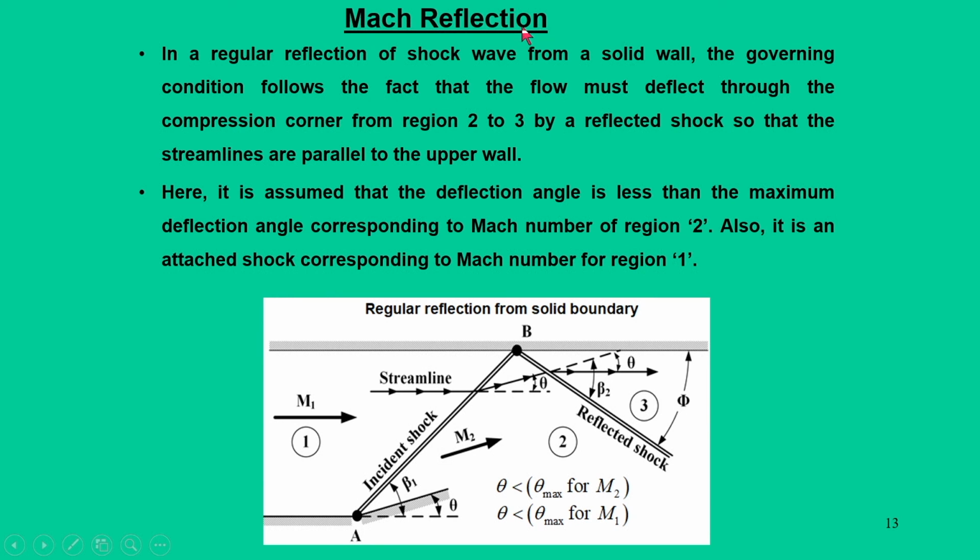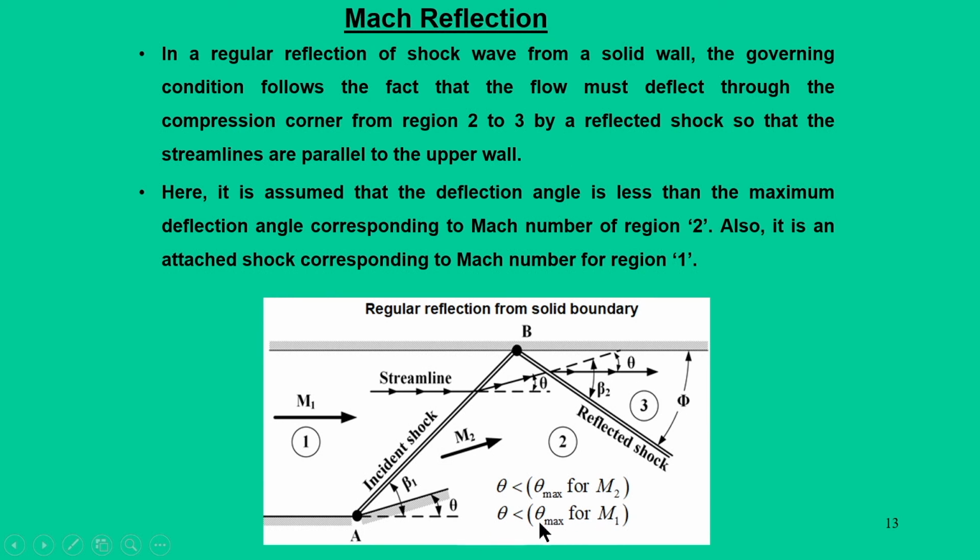As a result, we can say there is a possibility of attached or detached shocks. So, there is a possibility of mainly detached shocks. That means the oblique shock solution is not possible. So, in such cases we call this a Mach reflection.